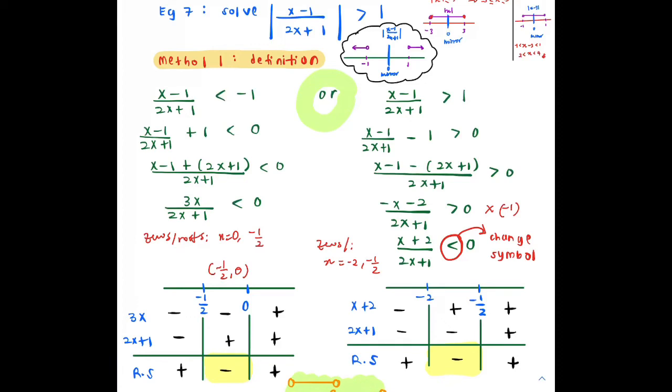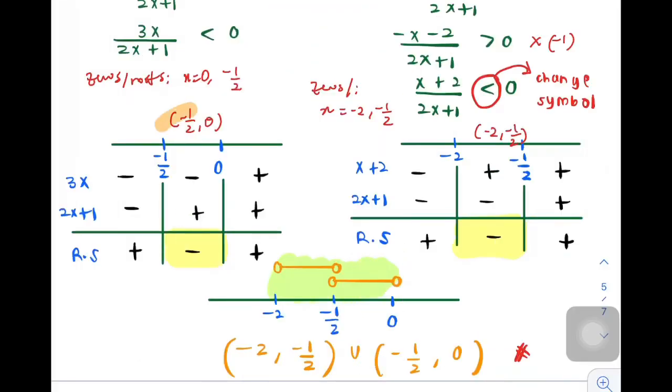Let's find the resulting sign. Minus minus is plus, plus minus is minus, plus plus is plus. You want a negative sign, so this is it. And then the answer here is negative 2 until negative half. So what you want to do with these 2 numbers here, let's take them together to find the union.